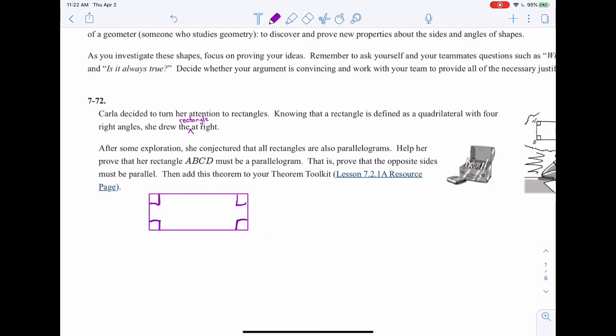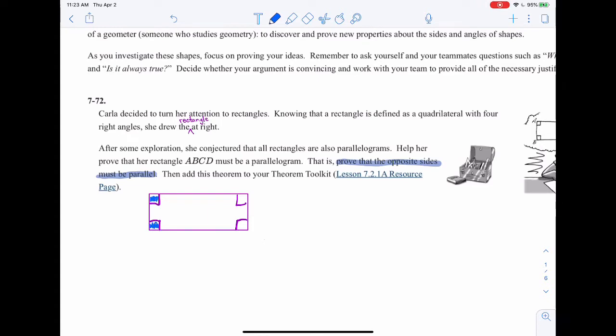Now we're going to try and prove that this rectangle is also a parallelogram. And as they say in the problem, that is, prove that the opposite sides must be parallel. So think back, how do we prove that sides are parallel? I'm going to again give you a hint that it involves angles and the angle relationships back from Chapter 2. I'm going to give you one more hint. Try and identify what angle relationship these two angles share together.